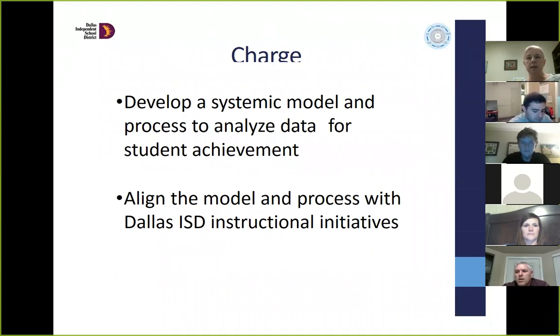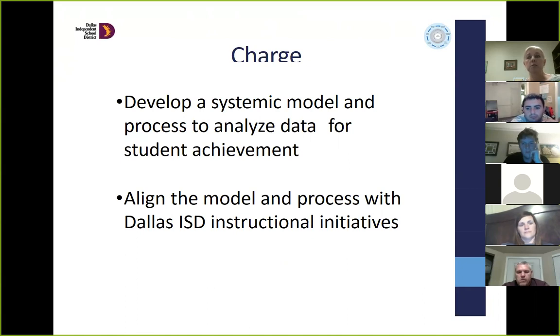Data analysis and the time and energy we spend on analyzing data and working with data has to be focused on improving student achievement. The other thing we found too was that we had to make sure the data we were looking at really aligned to our own instructional initiatives. So for example, if you are doing a big literacy initiative, then the majority of the data that you should be gathering, analyzing, and acting upon should revolve around that literacy piece.